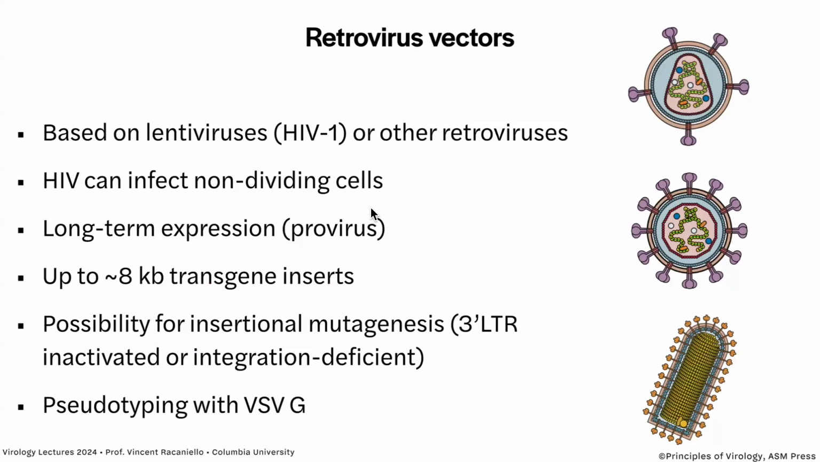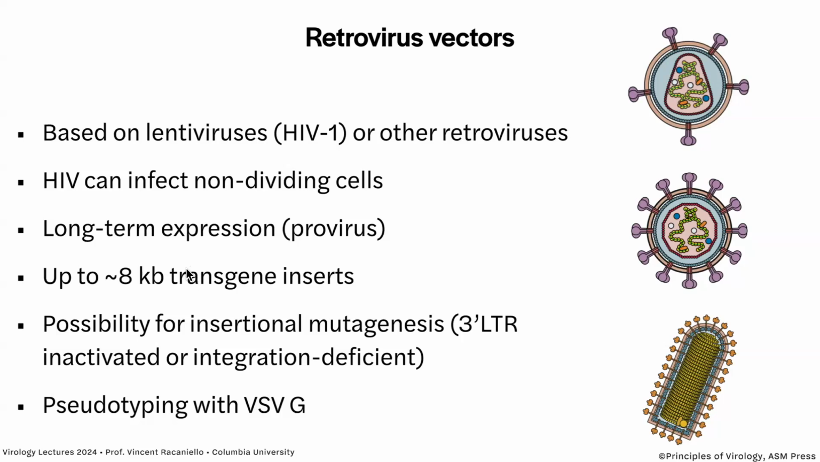So these vectors are typically based on lentiviruses, HIV-1 in particular, or other retroviruses. HIV is cool because it can infect non-dividing cells. The DNA will integrate right into the cell genome. So you get long-term expression from the provirus. You can put up to 8 kb transgene inserts.